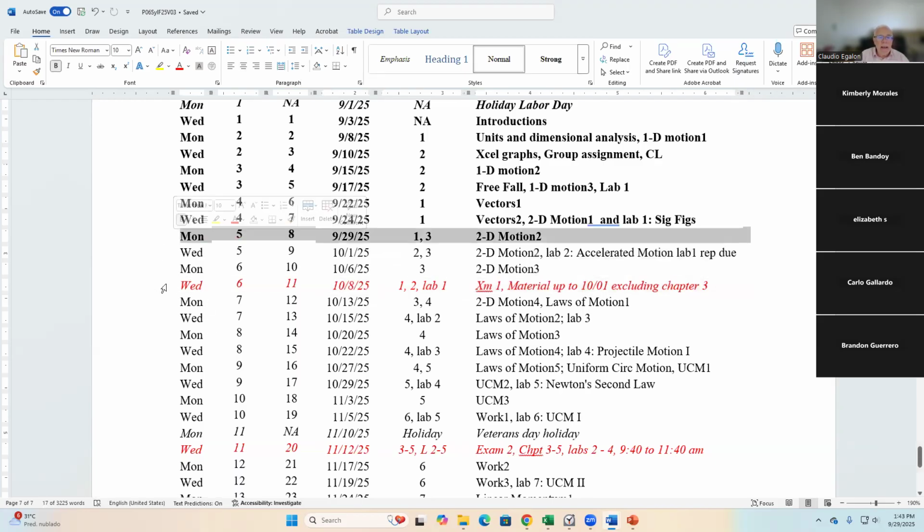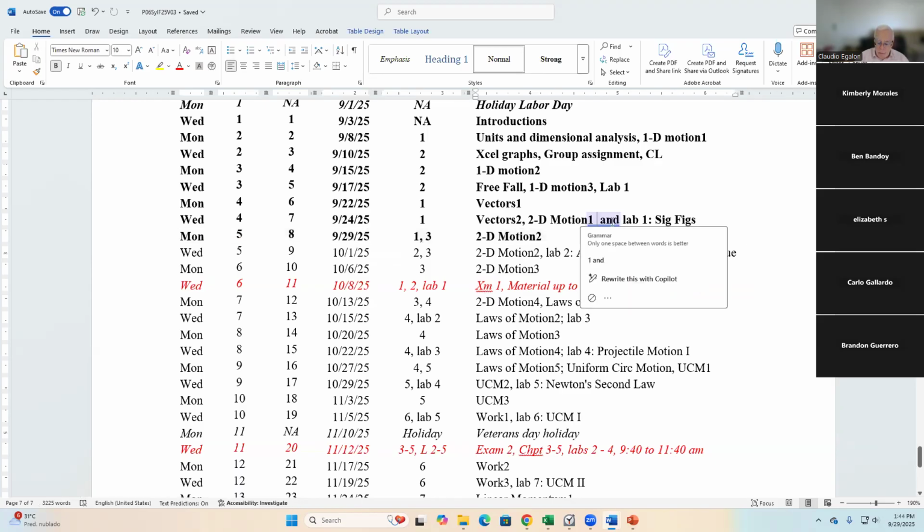And to the motion, we're doing the motion. That's the second meeting on the motion, the lecture on the motion. The first meeting on the motion was last Wednesday.